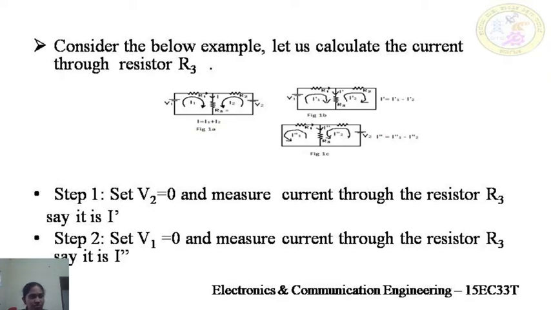In step 1, replace V2 by short circuit, that is V2 is set to 0, and measure current through the resistor R3. Say it is I dash.